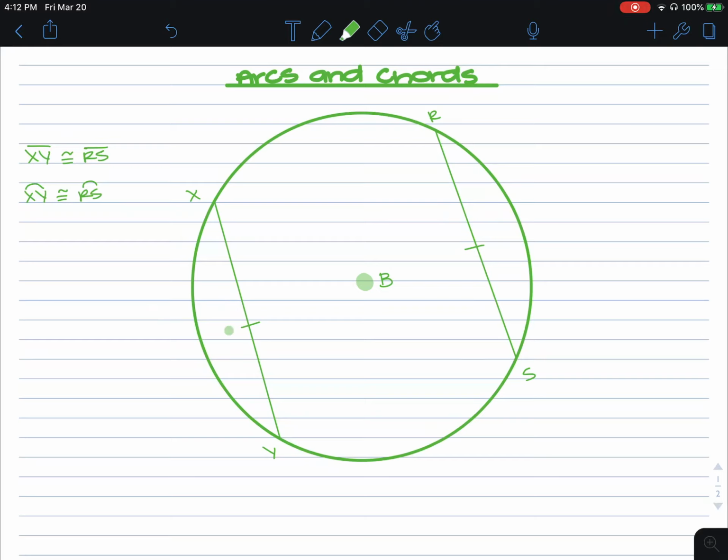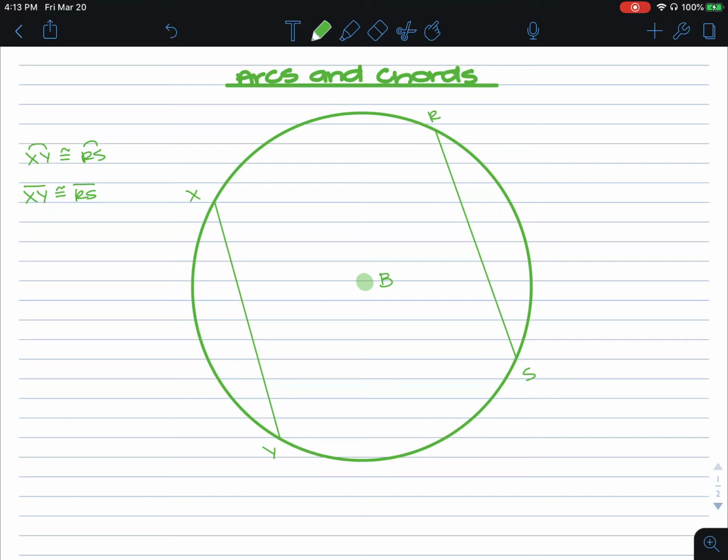Okay, well, let's say I didn't know that my segments, or my chords, were congruent. What if I knew that my arcs were congruent? What if I knew that arc XY was congruent to arc RS? Well, if I know that my arcs are congruent, again, labeling things on my picture, because I know that my arcs are congruent, I can also say that my segments or my chords are congruent. So XY is congruent to RS, and vice versa. Okay, so essentially we just did the reverse of what we just talked about.